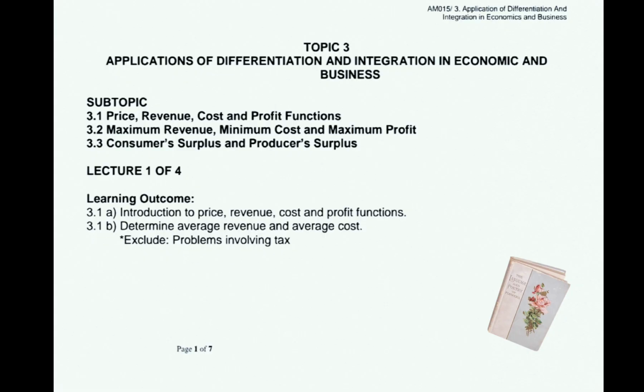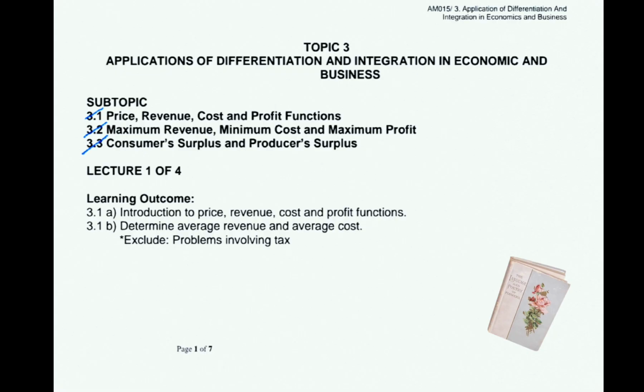In this topic, there are 3 subtopics. The first one, price, revenue, cost and profit function. The second subtopic is maximum revenue, minimum cost and maximum profit. And the third subtopic is consumer surplus and producer surplus.